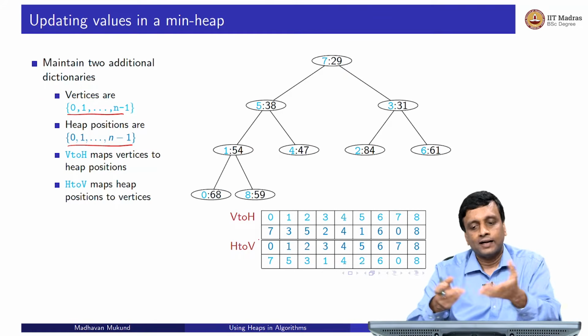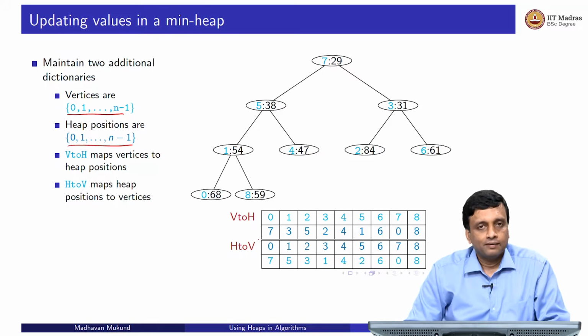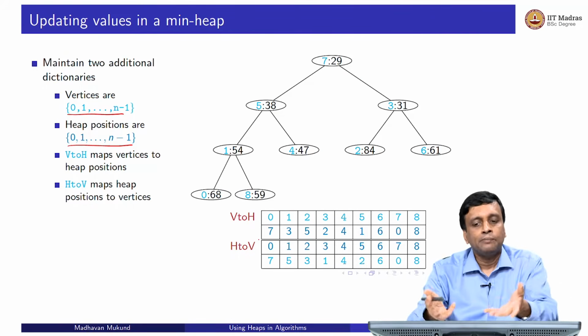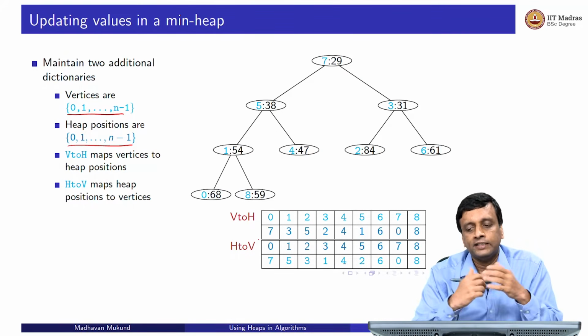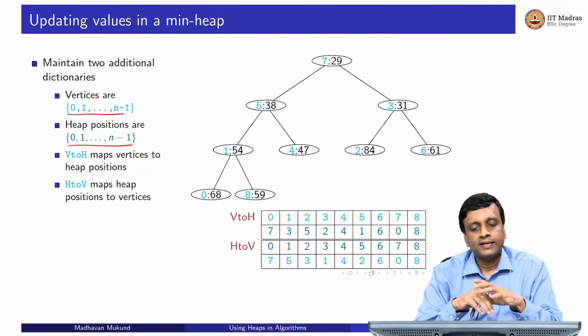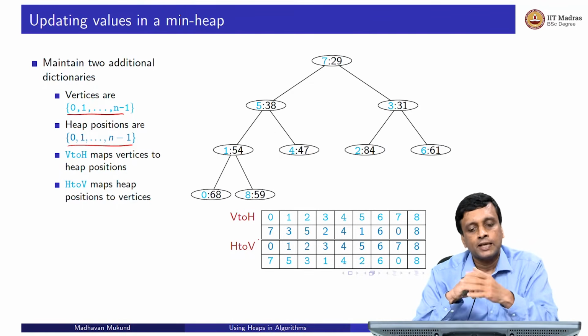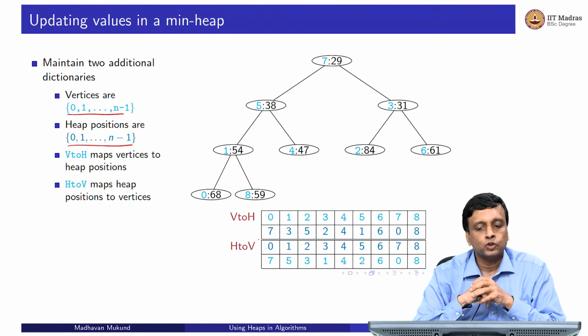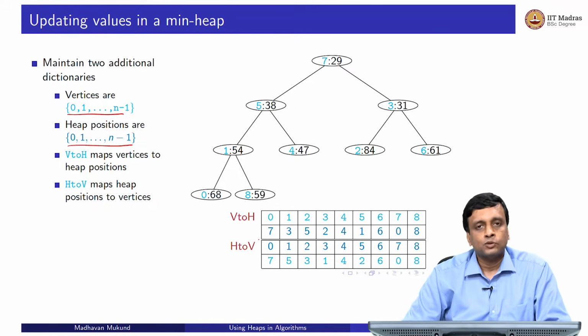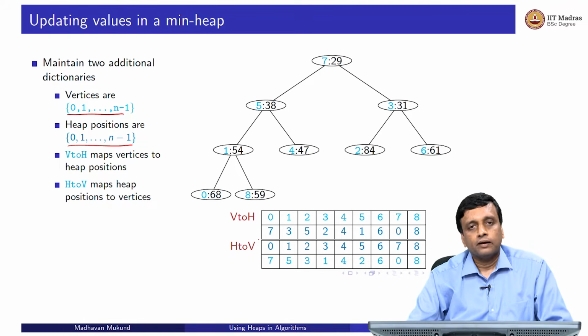But here I don't have the graph. This is a kind of imaginary example. So I am just claiming that this was the graph, right. So the graph had these vertices 0 to 8, and at some point these were the distances. So I am just keeping the vertex names to show you that this mapping is actually consistent. So now the problem has to be to update this.